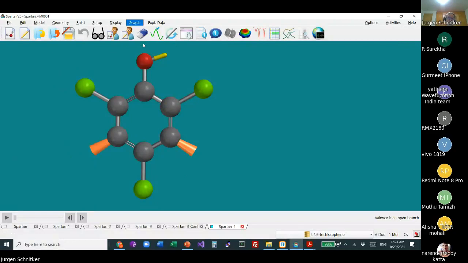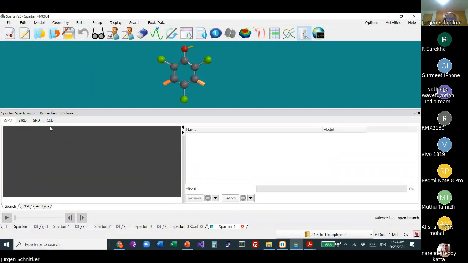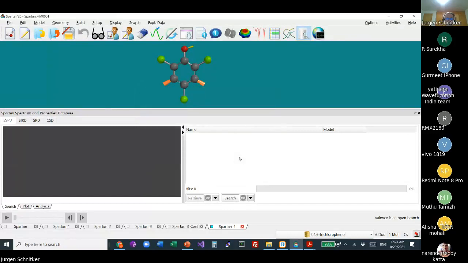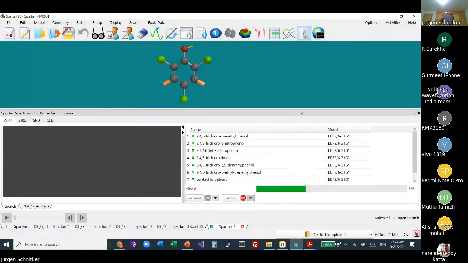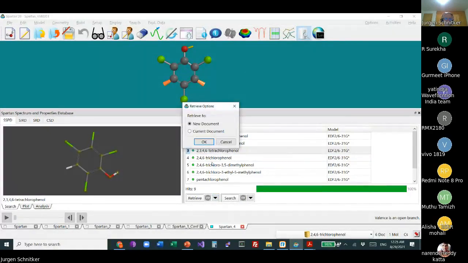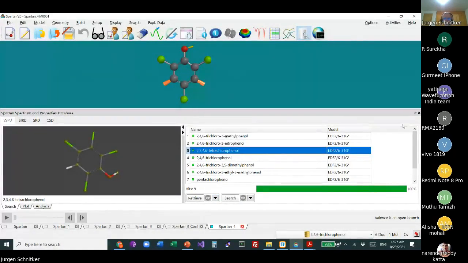And then I will go to the databases, and we'll start out with the Spartan molecular database. Let's see, search SSPD by structure. Let me do all this, and EDF2 will be fine. I will run this and start the search. And so it goes through the 300,000 structures. So it found 9 hits. And for example, here is one. So now I can retrieve this into a new document.